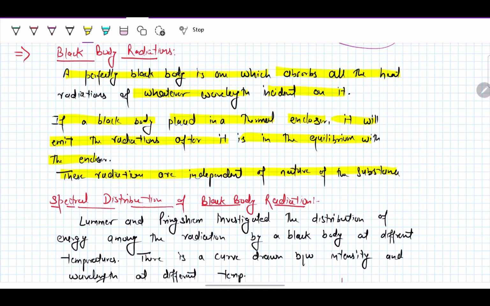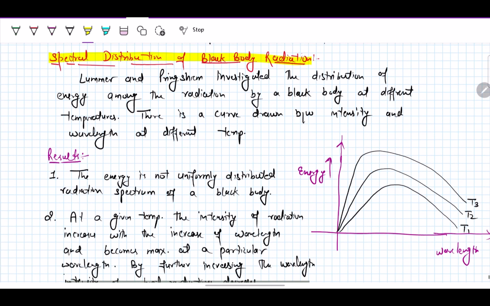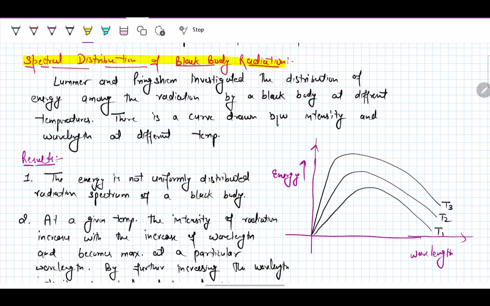Okay, now what will be the spectral distribution of black body radiation? As these black bodies emit radiation when placed in a thermal enclosure, there will be a spectral distribution of black body radiation. Let's talk about this one. We are getting a spectral distribution something like this, and there are two scientists who investigated this distribution. These are experimental findings given by Lummer and Pringsheim, who investigated the distribution of energy among the radiations emitted by a black body at different temperatures.